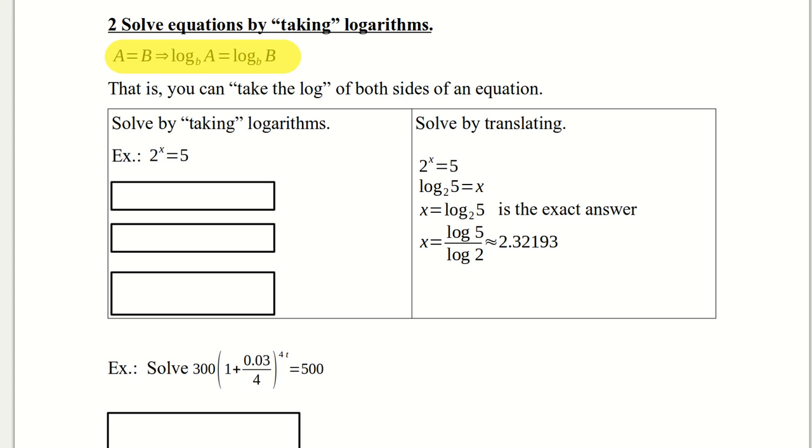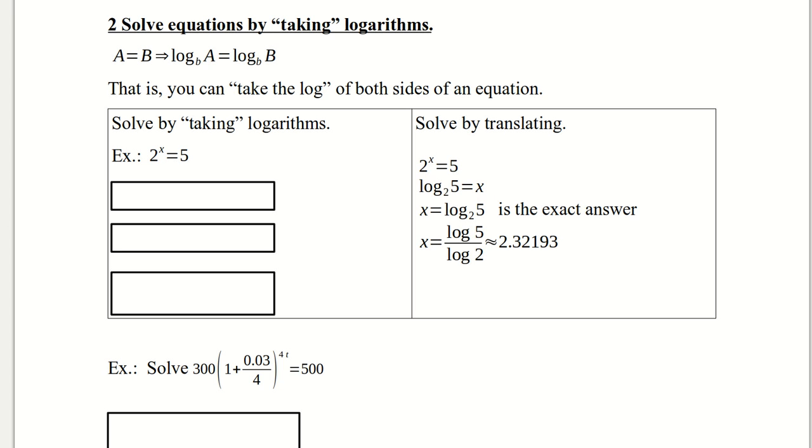Let's first solve this same question by translating. I want to show you that you'll get the same answer by taking logs. Of course, if we solve by translating, we see that the base is 2 and the exponent is x. So we translate this as log base 2 of 5 equals the exponent x. So there's our exact answer. We use change of base to put it into our calculator, and we get an approximate answer.